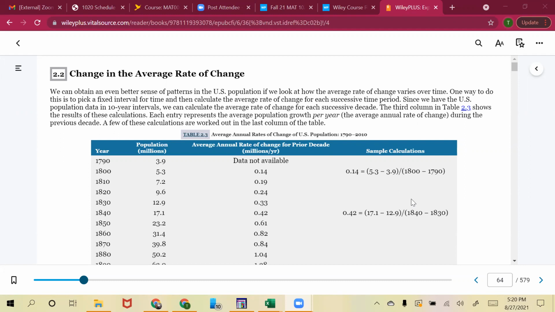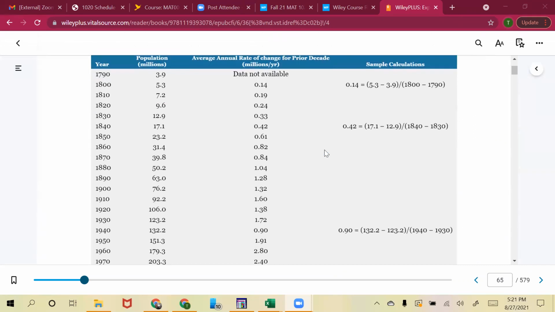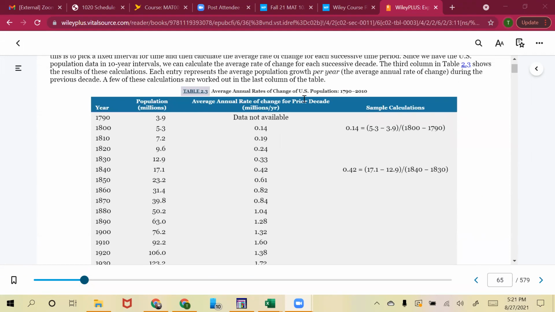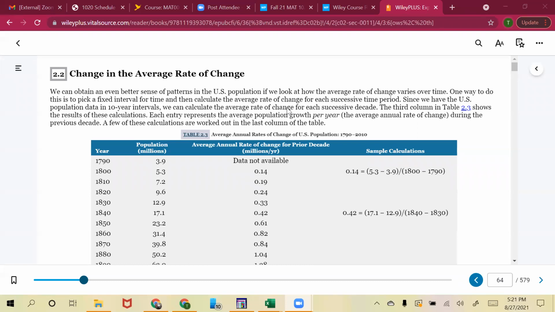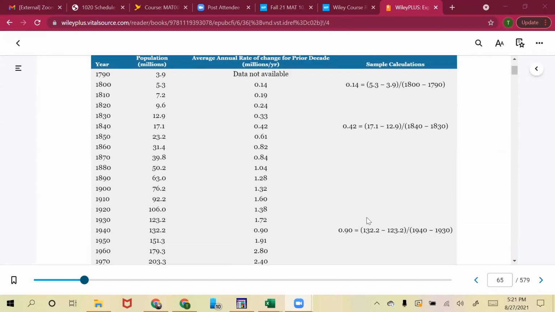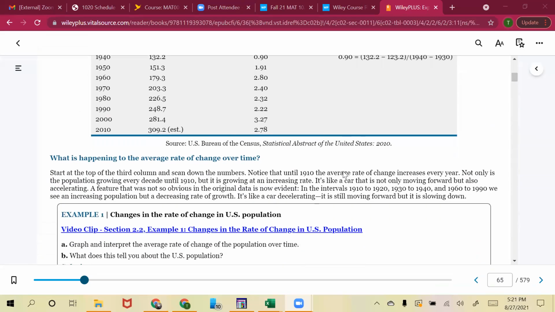Each entry represents the average population growth per year, or the average annual rate of change during the previous decade. A few of these calculations are worked out in the last column of the table. So as you can see, the change in the average rate of change is going up. So we are seeing the population changing.